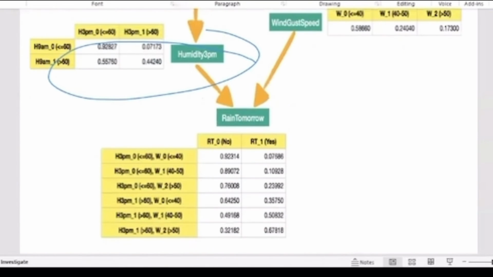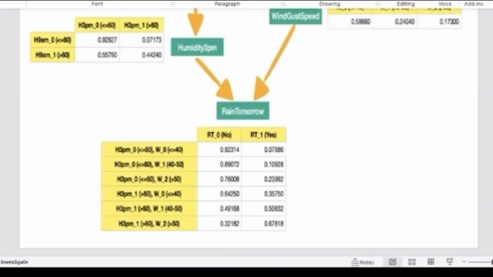And don't forget, rain tomorrow depends on humidity at 3 p.m. and, of course, wind speed. That's why you can see the difference. Those who help us here are meteorologists, those who handle weather forecasts. With this information, we'll be able to answer some probability queries.